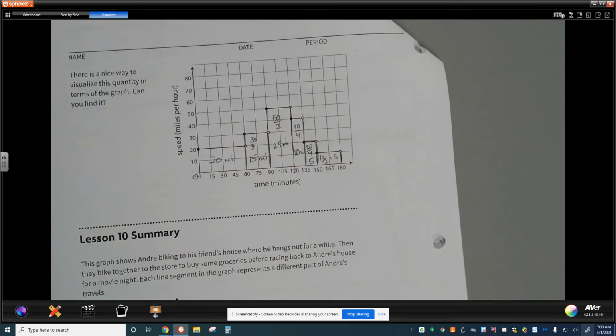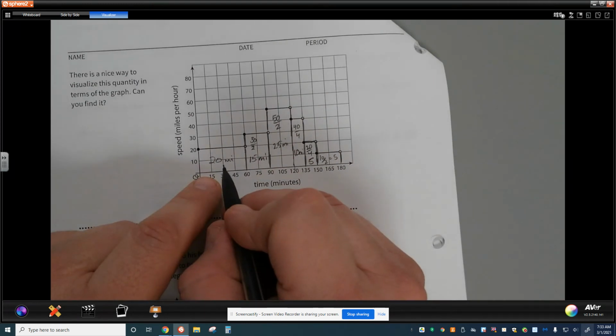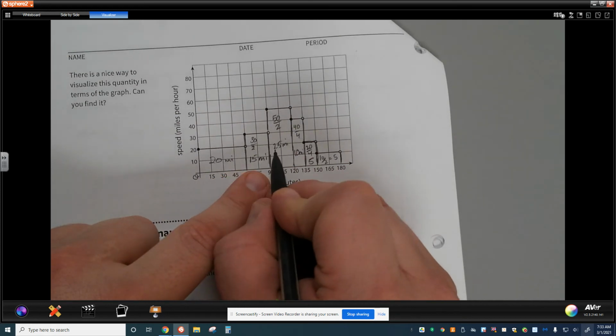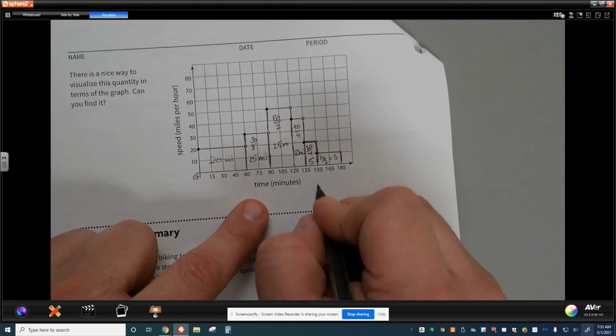I feel like I didn't add that right. Let me double check that again. There's 20, 35. Nope, that would be 60, 70, 80 miles total.